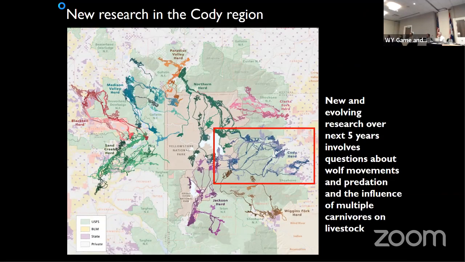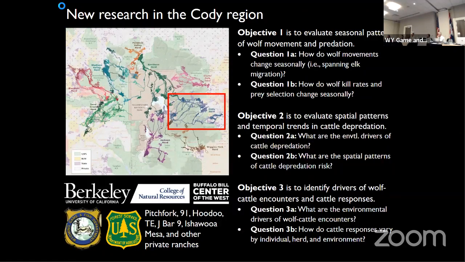First objective here is to evaluate seasonal patterns of wolf movement and predation, spanning the migration. How do movements and predation change seasonally, particularly in relation to migration, but also other seasonal and landscape factors.